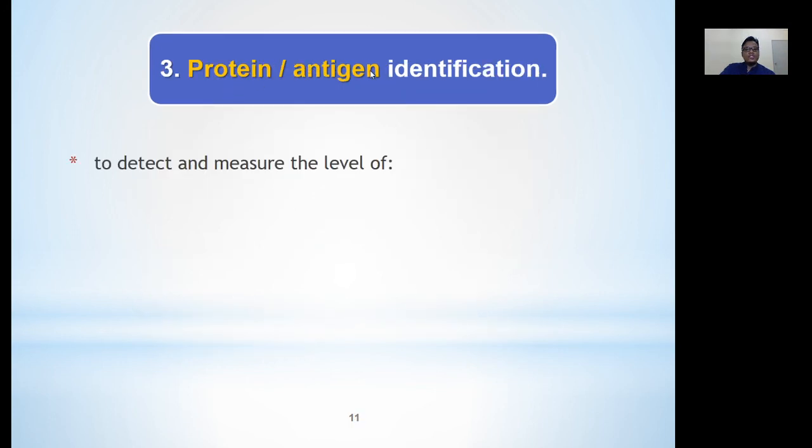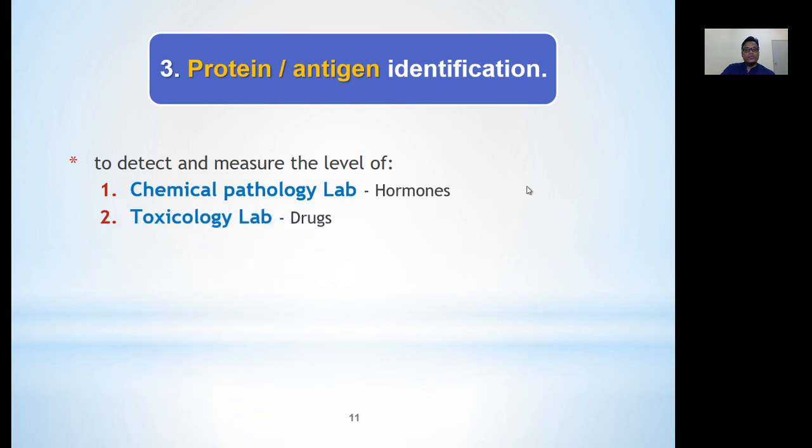And in protein or antigen identification, we can use serology to detect and also measure the levels of various types of hormones in the chemical pathology lab: thyroid hormones, growth hormones, hormones in pregnancy. For example, second, in toxicology lab, drug screening for illegal drug abuse can use that.